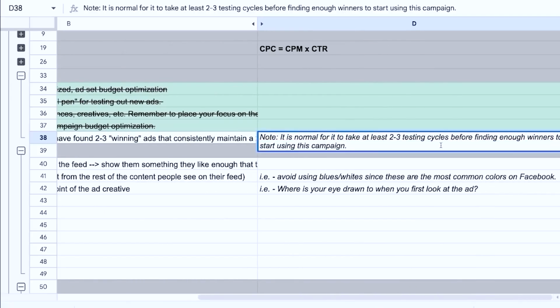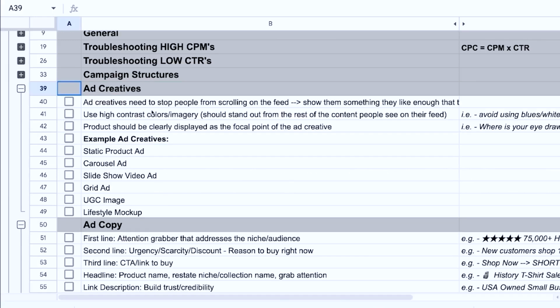It's very normal for it to take at least 2 to 3 testing cycles before finding enough winners to start this campaign.